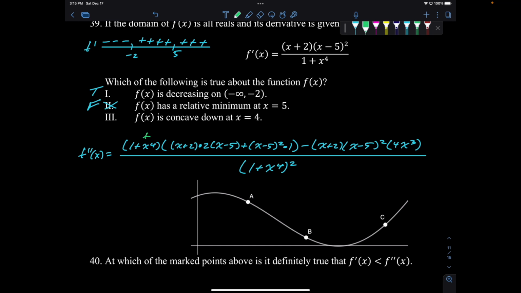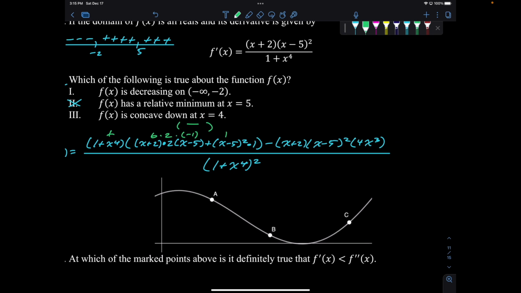This middle thing here, I think I need to work out. It'll be 6 times 2 times -1, and then plus 1, right? Because I'm plugging in 4. So that's definitely negative, like this whole quantity here. And then now I'm hoping that this is positive, so I can just move on with life. This is positive, positive, and positive.